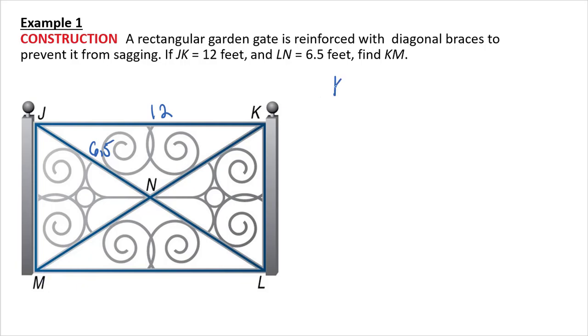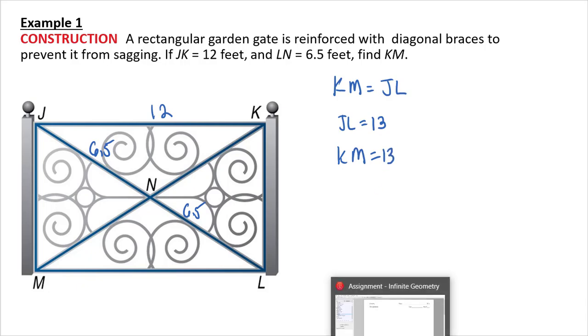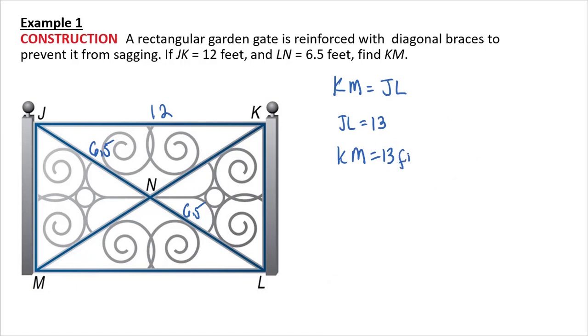Well, we know since this is a rectangle, KM is congruent to JL. My diagonals are congruent. We also know the diagonals bisect each other. So NL is going to be 6.5. So JL is equal to 13, making KM also equal to 13. And make sure that you have units on here.